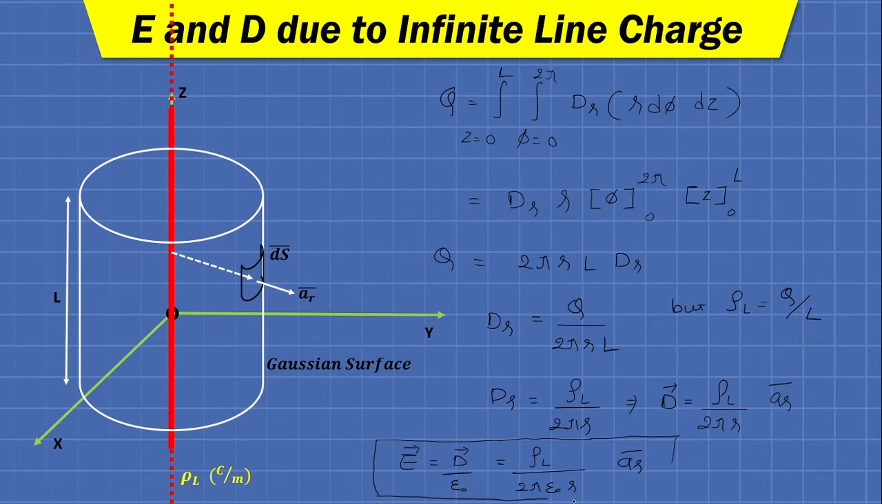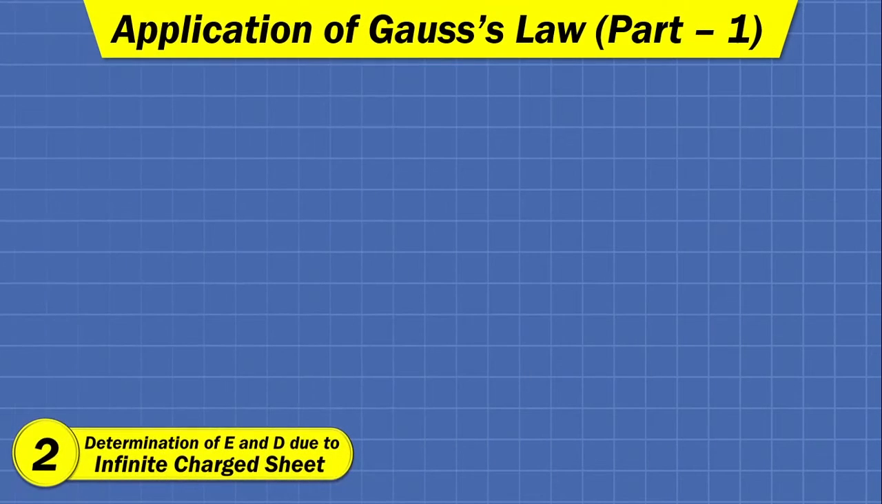Okay, so the main thing here is that if you choose a correct Gaussian surface satisfying all the conditions, then you can very easily determine these quantities, which are flux density and field intensity. Fine. We have also determined the field intensity for infinite line charge, but at that time we had used Coulomb's law.